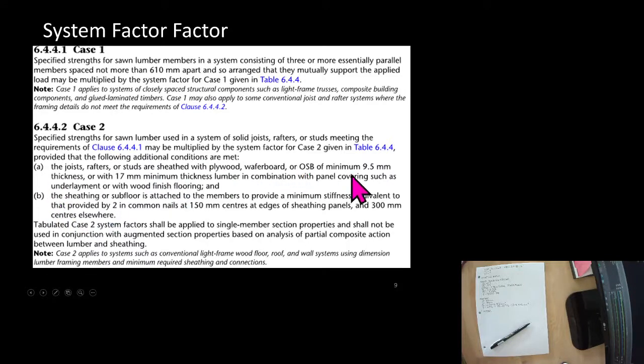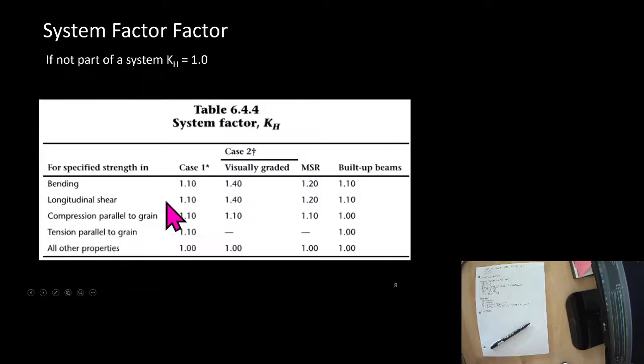Well, look at this. We've got plywood, normal nailing. Seems like we get to say it's a case 2 system. So KH for bending is 1.4, and for shear is 1.4. So it looks like we have an increase in strength, because if that one joist tries to deflect down, it brings the plywood floor with it, which is tied to 2 more joists. So we get a little tiny bit of capacity out of the fact that there's 2 joists on either side of it.